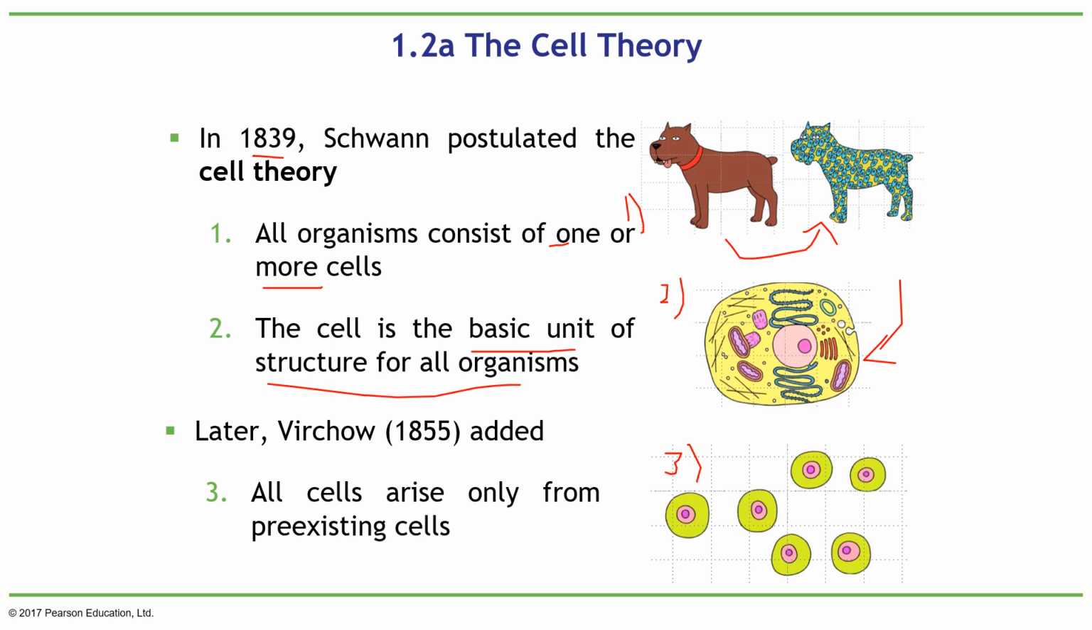And finally, the third point, which was added in 1855, is that all cells arise only from pre-existing cells. So this cell produced this one, and this one emerged from this one, and from these ones emerged all of these.